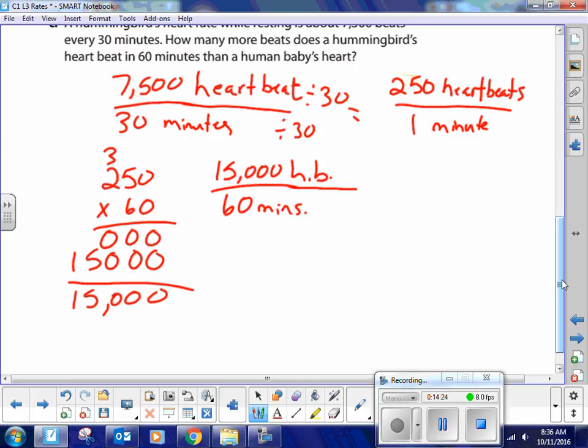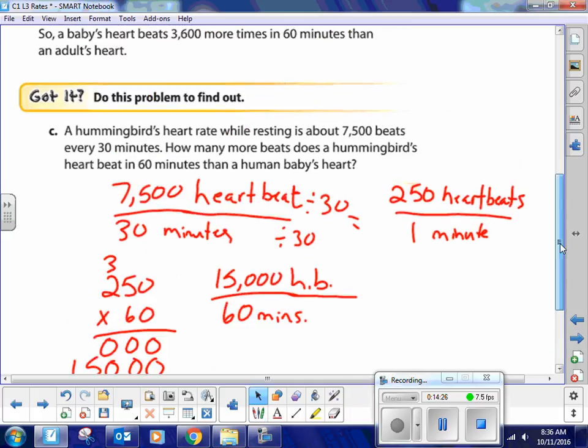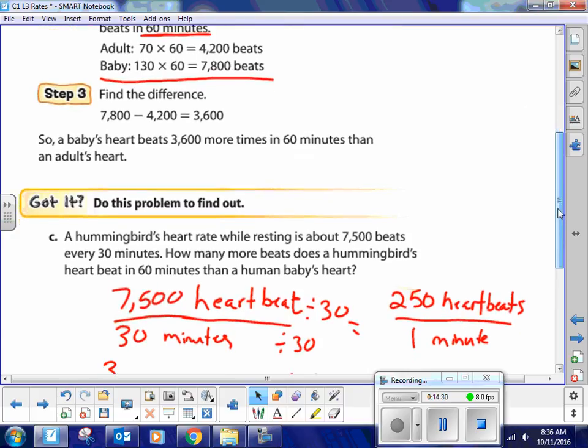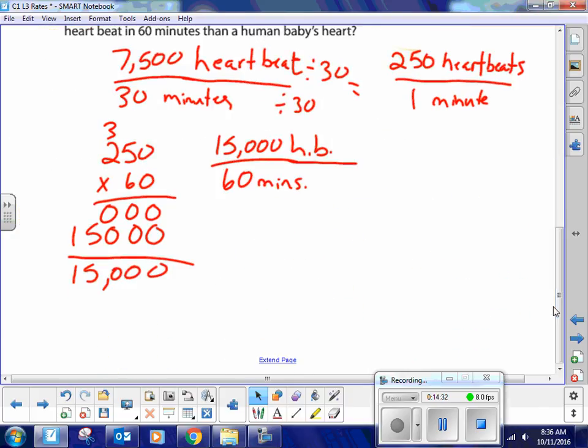But the baby's heartbeat for every 60 minutes is 7,800. So we have 7,800 heartbeats. This is for the hummingbird, and this is for a human baby.